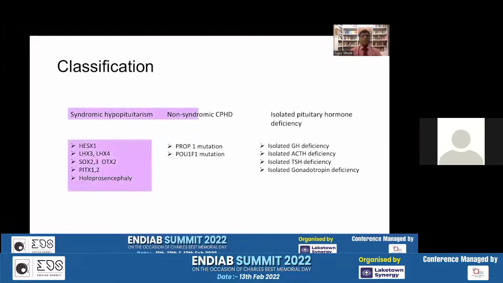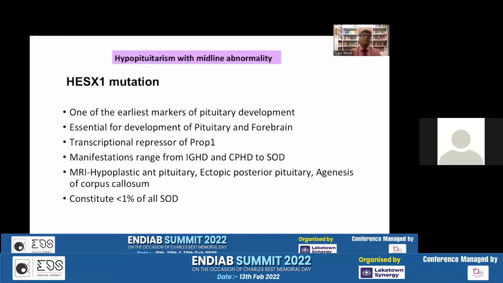And if you look at the syndromic ones, you can see HESX1, LHX3, LHX4, SOX2, 3, PITX1, 2, and holoprosencephaly. So if you have somebody who presents with hypopituitarism with midline abnormalities, one of the things that you've got to think of is HESX1 mutation. It's one of the earliest markers of pituitary development and is essential for development of the pituitary and forebrain, the transcriptional repressor of PROP1, and manifests usually as isolated growth hormone deficiency, or it can have combined pituitary hormone deficiencies to septo-optic dysplasia.